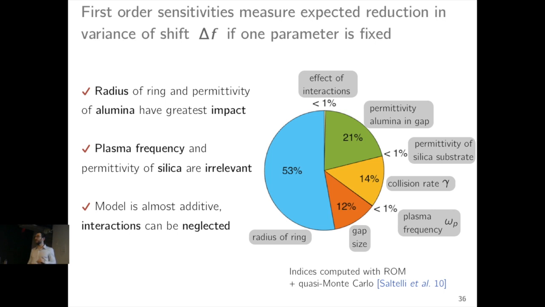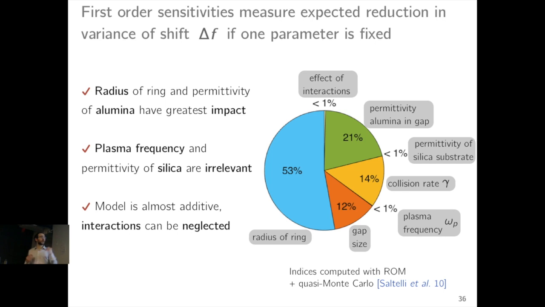In order to compute these indices efficiently, we combine reduced order modeling with the quasi-Monte Carlo indices given in this reference. Again, these are the results, and the 2 main conclusions, in my opinion, the first one is the fact that you actually get a hierarchy of importance. We see that both the radius of the ring and the permittivity of the illuminated gap explain almost 75% of the variation that we have of the shift.